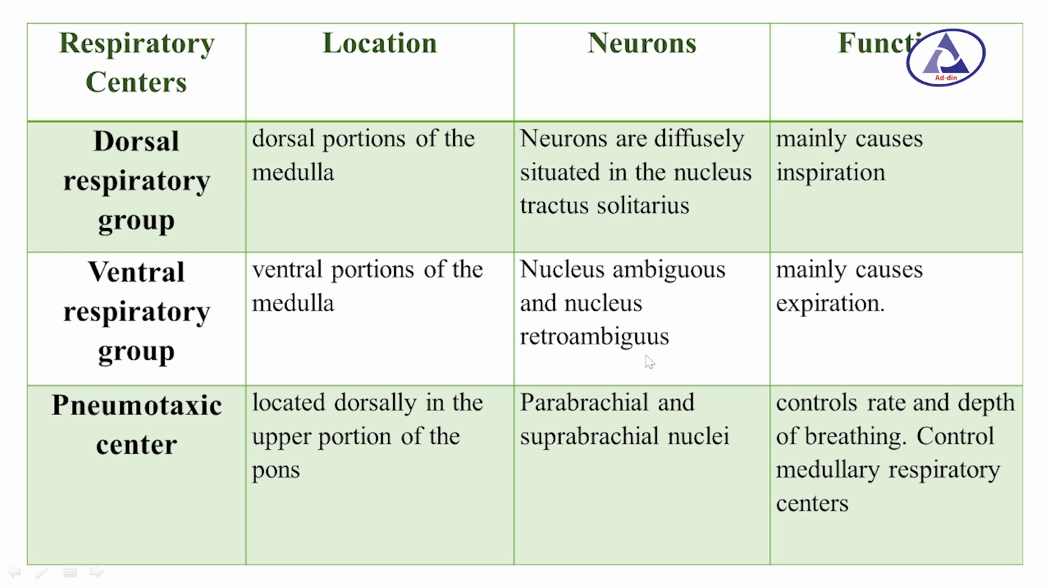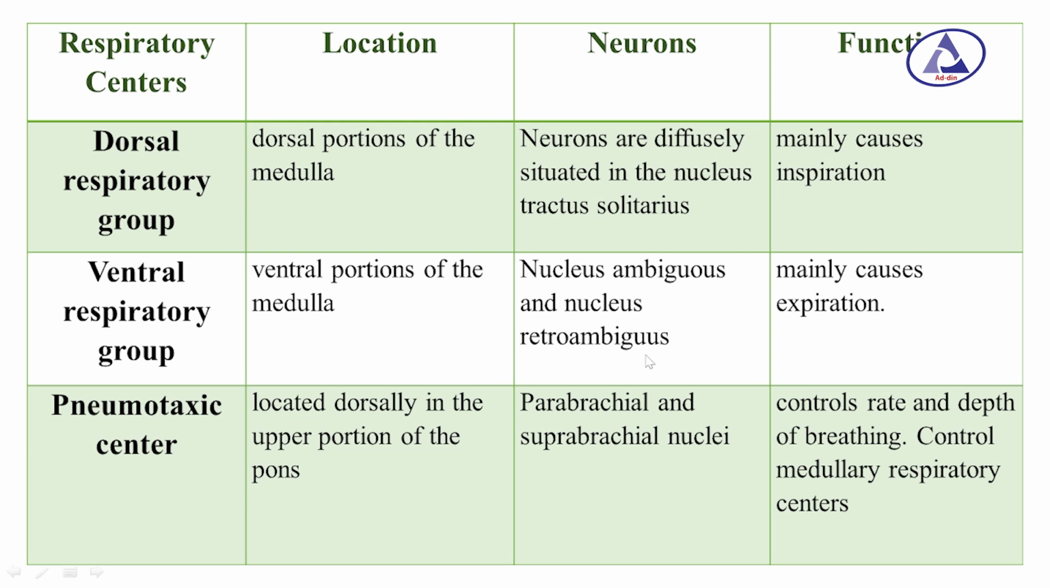Second one, ventral respiratory group of neurons. It is located in the ventral portions of the medulla. So very easy to remember. Dorsal means located in the dorsal portion of the medulla, and ventral means located in the ventral portions of the medulla oblongata. Now what are the neurons called? Nucleus ambiguus and nucleus retroambiguus. Functions, they mainly cause expiration.